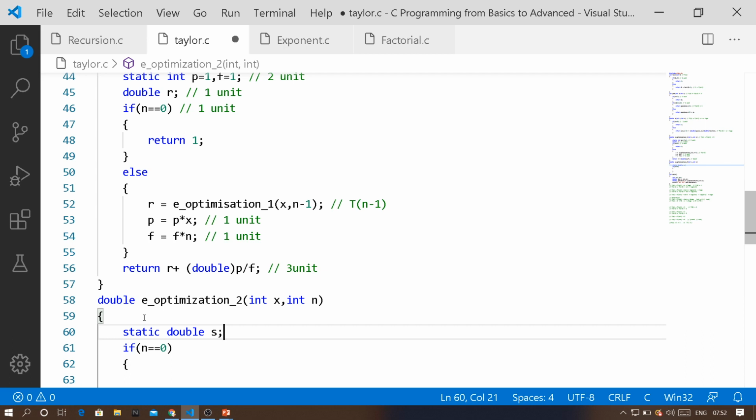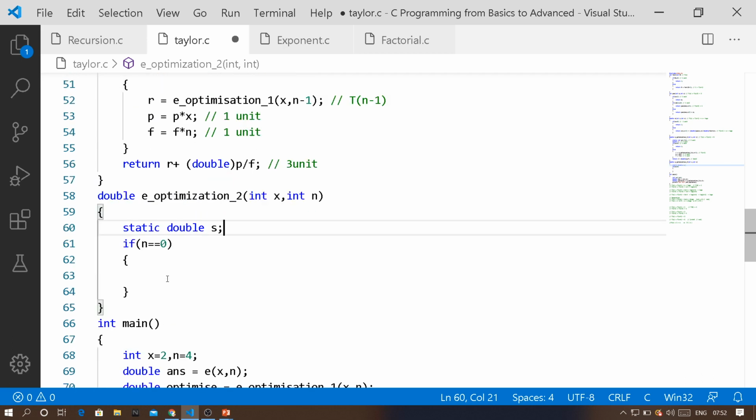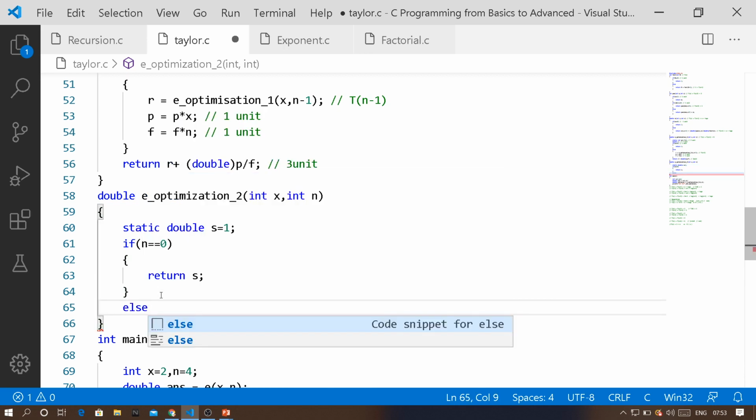Okay, fine. So now what is the next thing that we are going to do is, if my n value is equal to 0, then we can return the final answer. The final answer is stored in the variable called s. So first of all, s has to be initialized to 1 by default. Next, if n is equal to 0, we will be returning the final answer, which is stored in the variable called s.